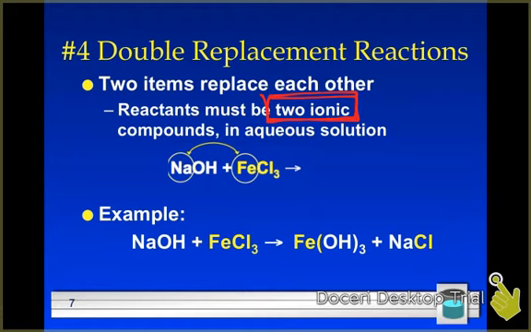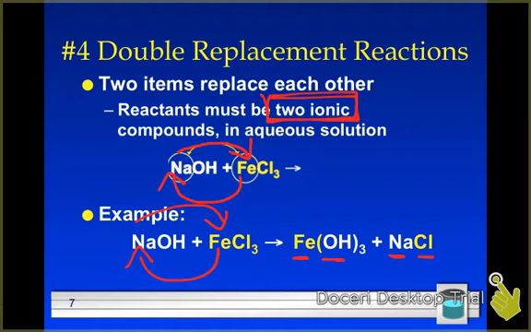So what's going to happen this time is we are going to switch places. Sodium is going to switch places with iron. Iron is going to come over here and switch places with sodium. Again, like replaces like. Sodium is not going to replace chlorine, and hydroxide is not going to replace iron. The metals replace the metals, or the nonmetals replace the nonmetals. So, since sodium is switching places with iron, and iron is switching places with sodium, if we look over here, iron is now with hydroxide, and sodium is now with chlorine.